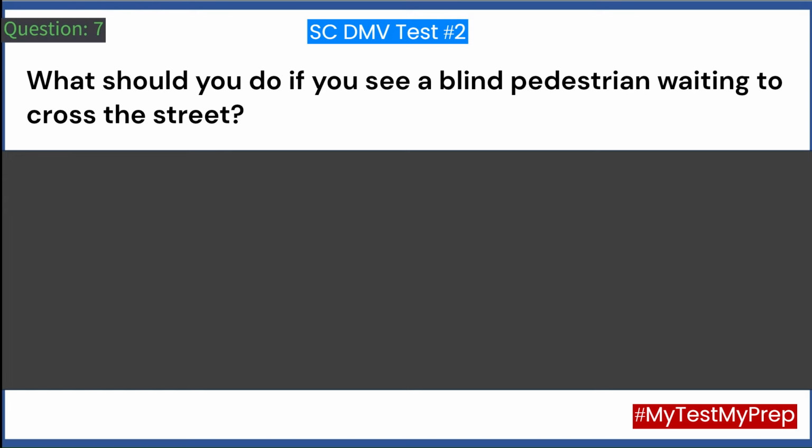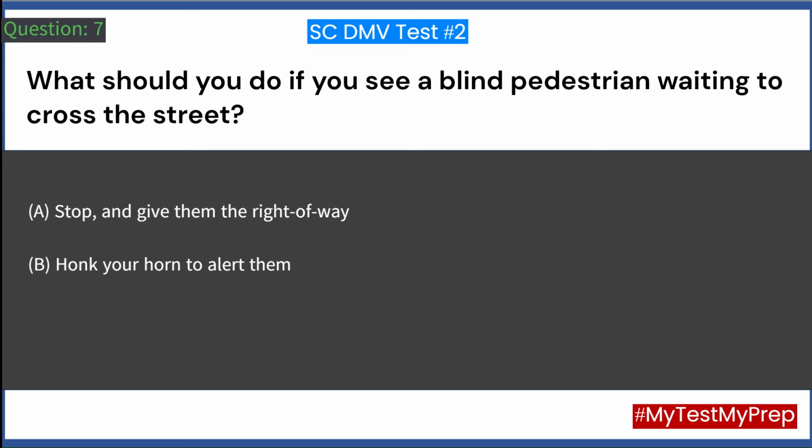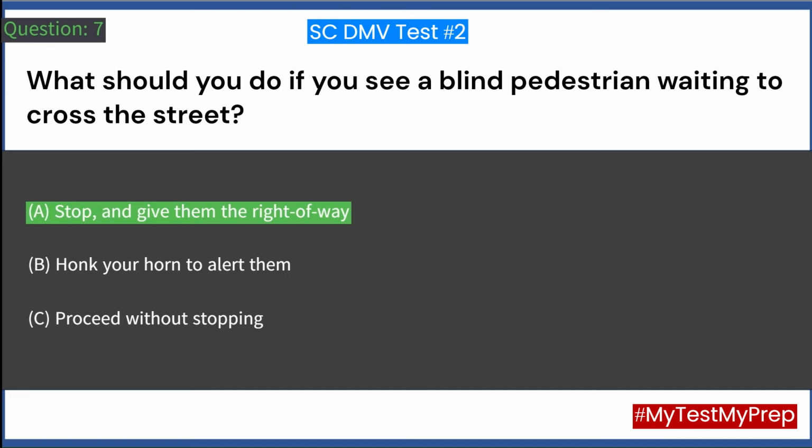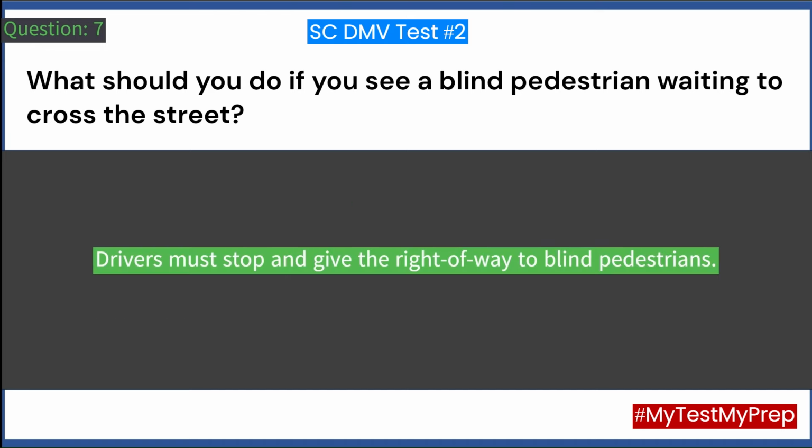What should you do if you see a blind pedestrian waiting to cross the street? A. Stop and give them the right of way. B. Honk your horn to alert them. C. Proceed without stopping. Answer, A. Drivers must stop and give the right of way to blind pedestrians.